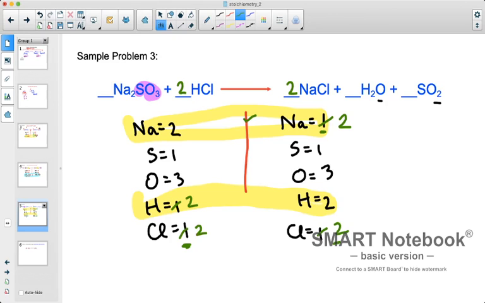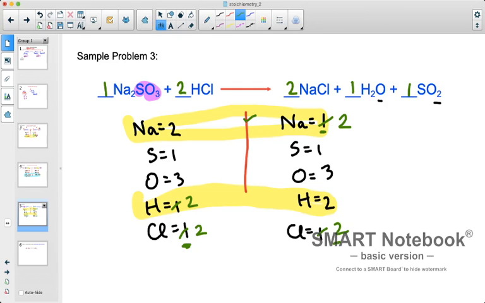2, 1, 3, 2, 2. Everything's balanced. And you don't have to, but you can if you want to, write in the 1 coefficients in front of each of the formulas. So this formula is balanced with the coefficients of 1, 2, 2, 1, 1.